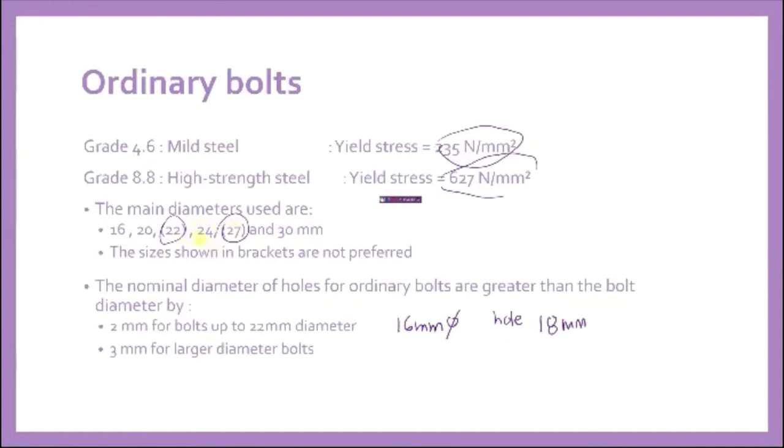Starting from 24, you must add another 3 mm. Let's say a 24 mm diameter bolt, so the hole will be 27 mm. You have to add 3 mm. If 27, then the hole is 30. And if a 30 mm diameter bolt, it becomes a 33 mm diameter hole.